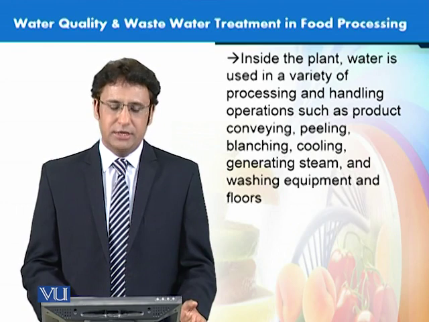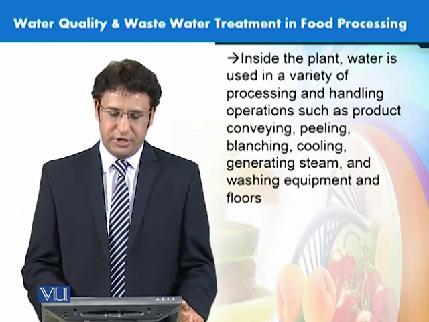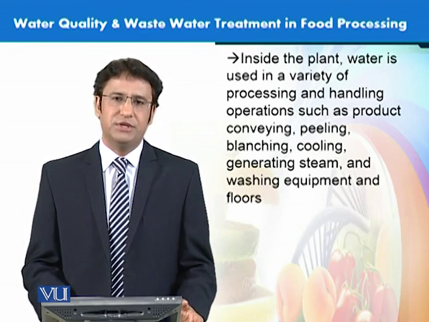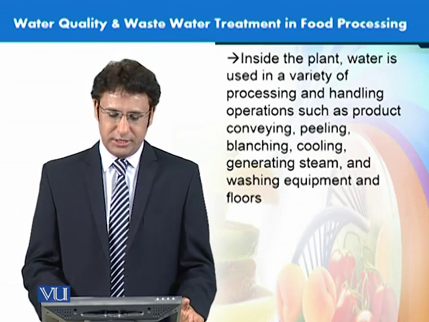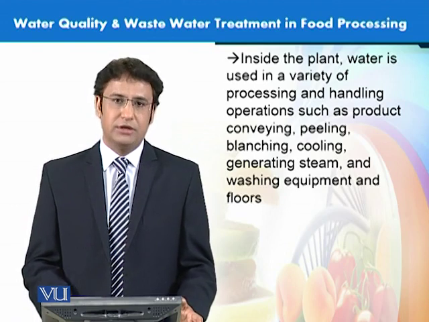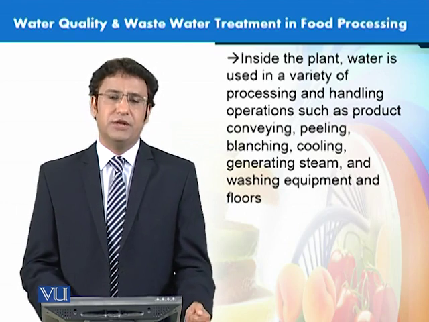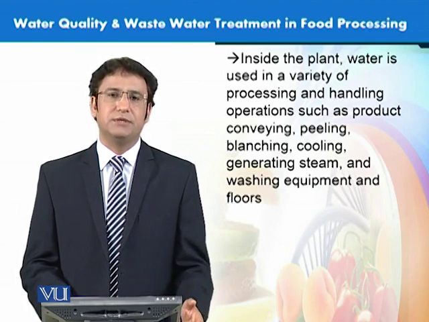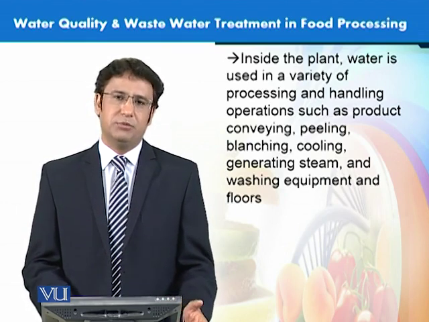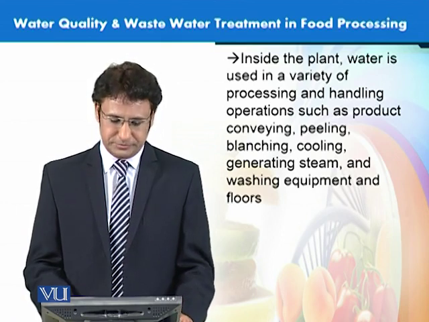If you look at the water use within a plant, there are a variety of different operations for which water has to be used. For example, product operations such as conveying, peeling, blanching, cooling, or generation of steam. These are examples of some of the steps in which water has to be used. And if we keep increasing the number of steps in a particular processing plant, the amount of water used goes higher and higher.